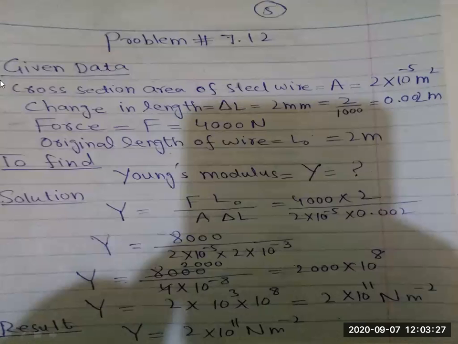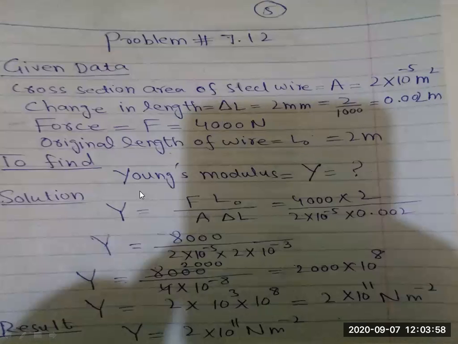First of all, I write the given data. Cross-sectional area of the steel wire is capital A, which is given to me as 2 times 10 to the minus 5 meter square. Change in length, delta L, is 2 millimeter. Because the SI unit of length is meter, I divide this by 1000. So 2 divided by 1000, I will get 0.002 meter. Force is also given to me, which is 4000 Newton, and the original length of the wire is also given. L naught is 2 meter.